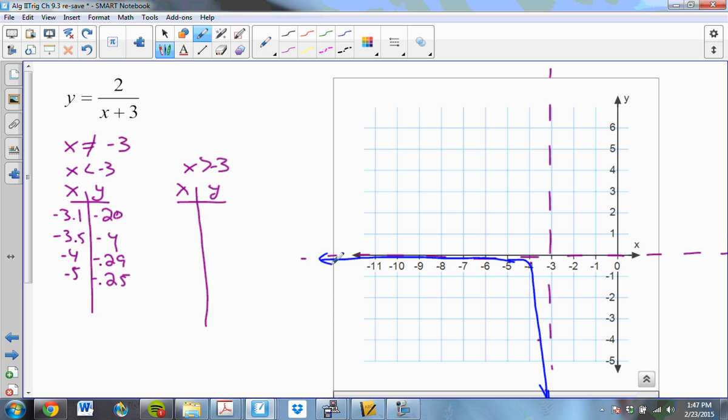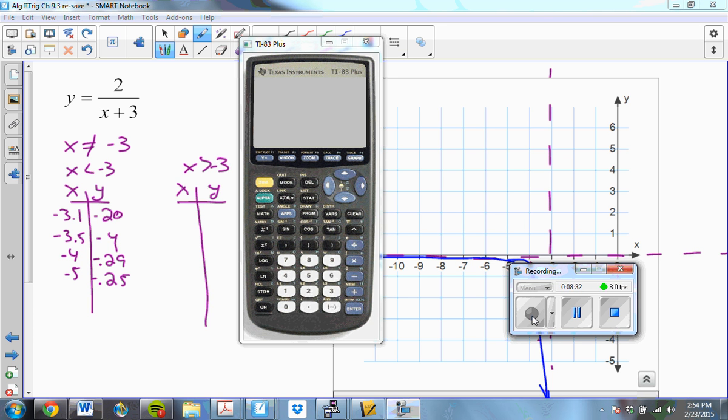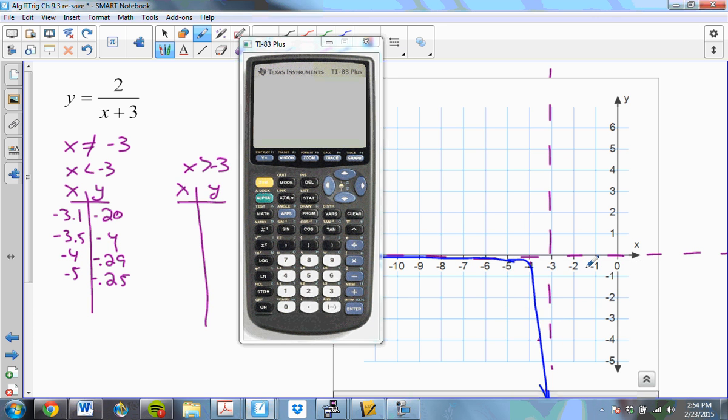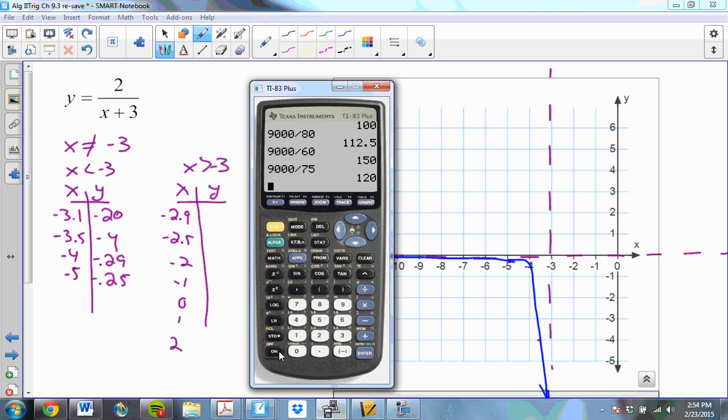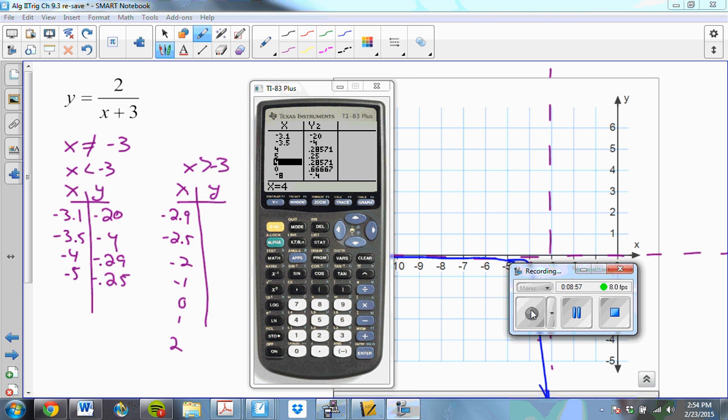I'll pause now and leave it half in a second. Okay, I'm back. We'll do the other half of this one now. I'm going to plug in numbers that are greater than -3. So that's like -2.9, -2.5, -2, -1, 0, 1, 2. Those are easy to do. I'll go to my table again, so y equals, and that's all still good. Plug in these numbers: -2.9, -2.5, -2, -1, 0, 1.